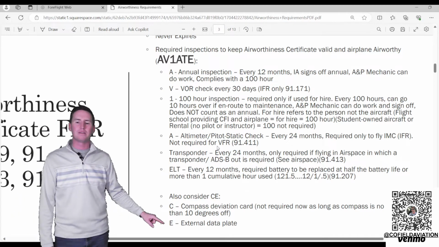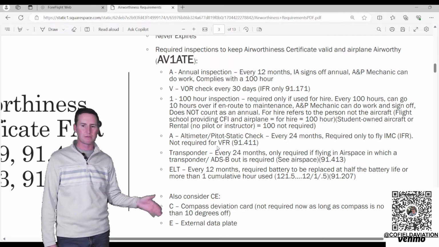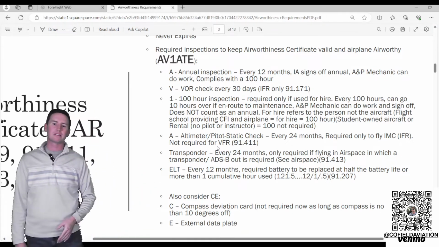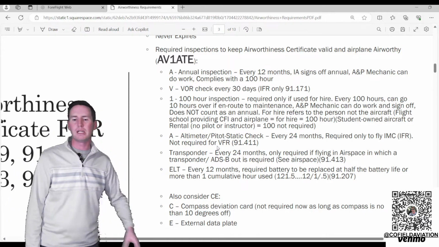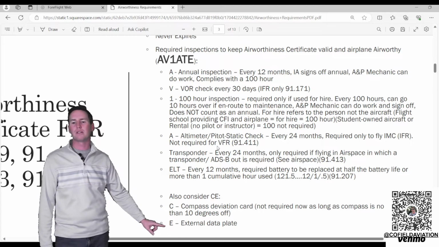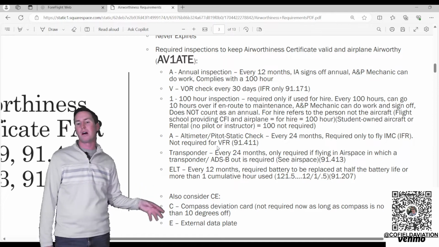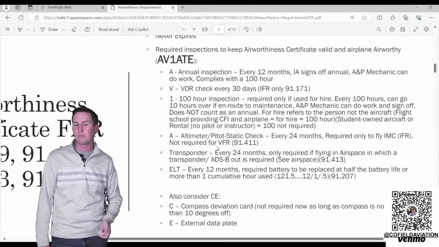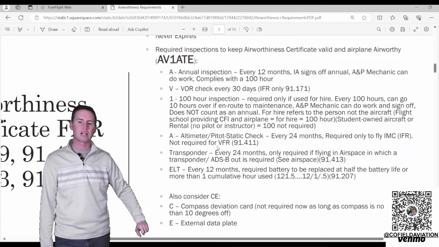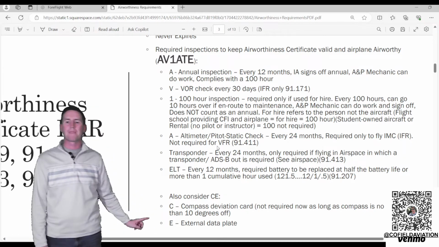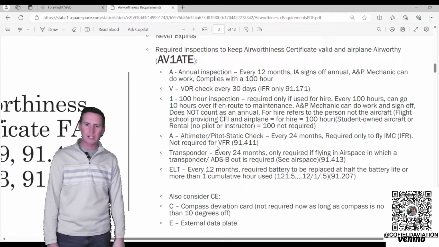All right, so the newer airplanes have it stamped on the back, the older ones, your data plate's probably inside the pilot's side door. However, there should still be an external means to identify the aircraft. So serial number, model number, type certificate number that the airplane was certified in, or whatever. So consider C&E here, compass deviation card, external data plate, but AV1ATES is the way to remember this.